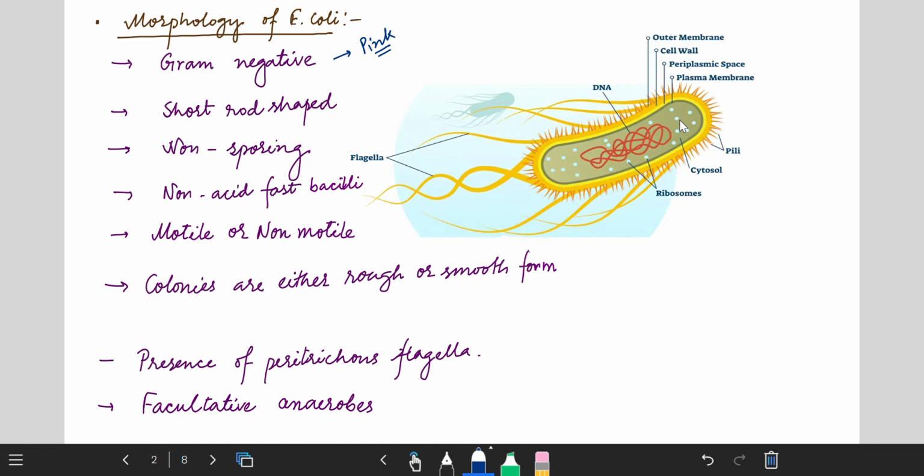Colonies are either rough or smooth form. When it forms colonies altogether, it shows a rough surface or smooth surface. Presence of peritrichous flagella. When the flagella are present all over around the bacteria, that kind of presence is known as peritrichous flagella. This is the typical structure of E. coli bacteria. Presence of peritrichous flagella, facultative anaerobes. This is the nature. Okay.